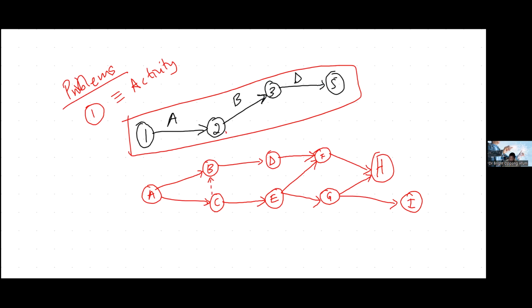And preceded by E, which is correct. Then we have H followed by I, preceded by G and F. Then we have I, which is not followed by anything, so that is the last activity or the last node, and preceded by G and H.